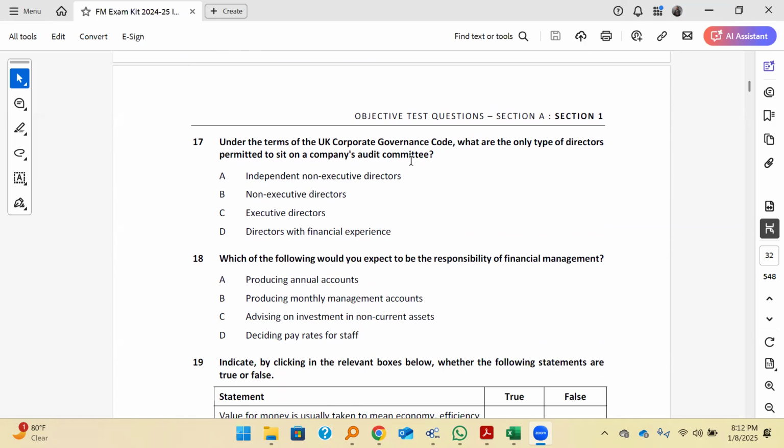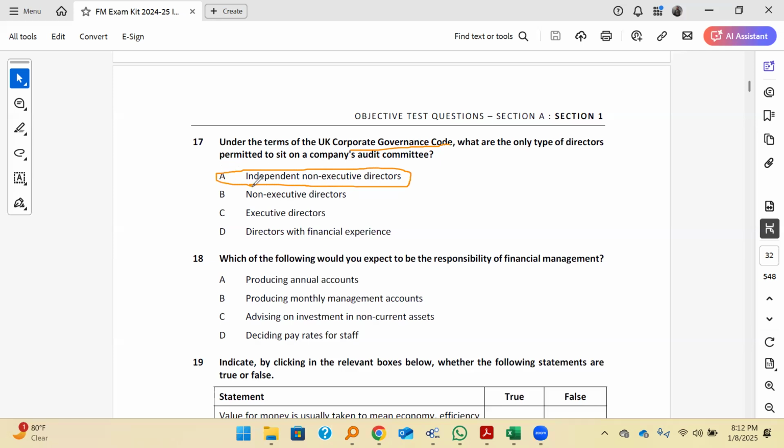Now, again, this is from the Corporate Governance Code of the UK, and this is from level 1, although in the textbook already it's there, but they are asking us for the two people who can be on the audit committee. So only type of directors, and the answer is independent non-executive directors.